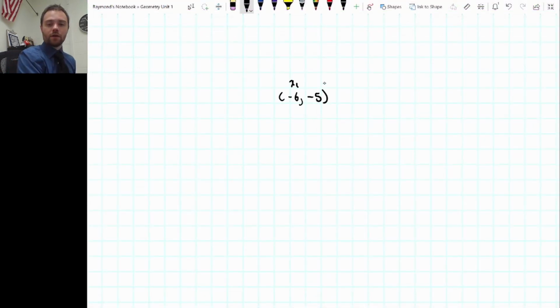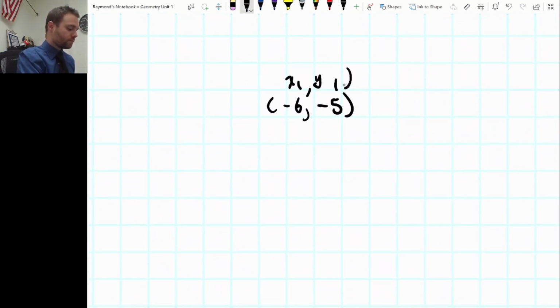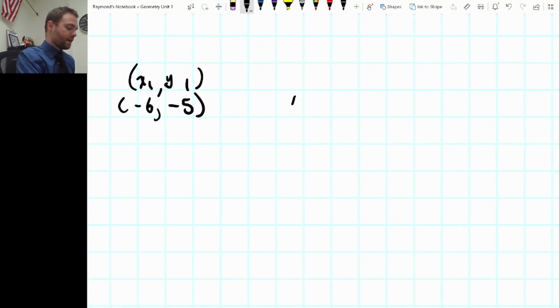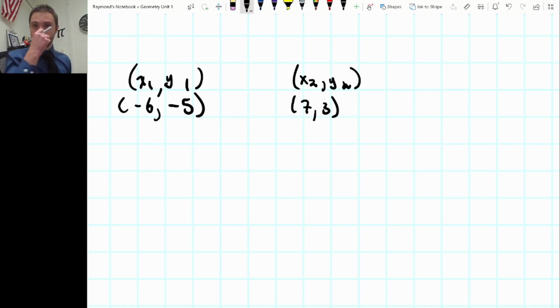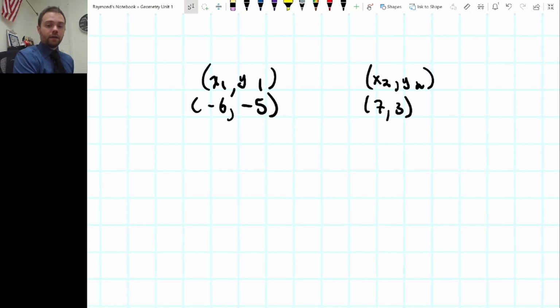This is x1, and this acts as y1 in the formula. And then for the second point, I've got 7, 3, so that acts as x2 and y2. Okay? So I want to use the midpoint formula to find that coordinate. We're going to see how accurate this is.